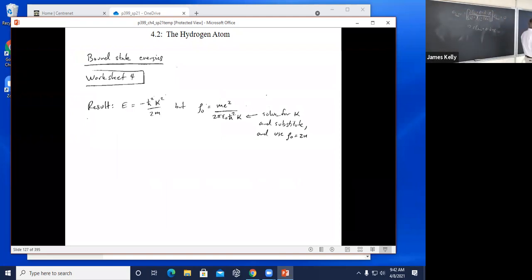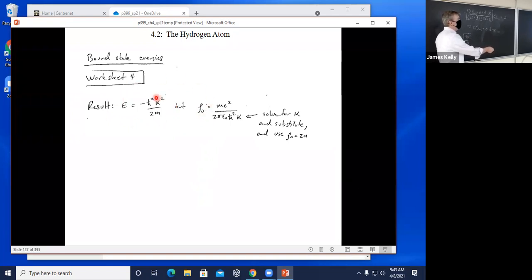The pieces that you need to look at are here. This is part of what I couldn't get from my other set of slides. But remember, we made our definition that kappa is the square root of minus 2mE, because E itself is less than 0, over h bar. And if I solve that for E, that gives me this relation. So there's my fundamental relation that tells me about E.